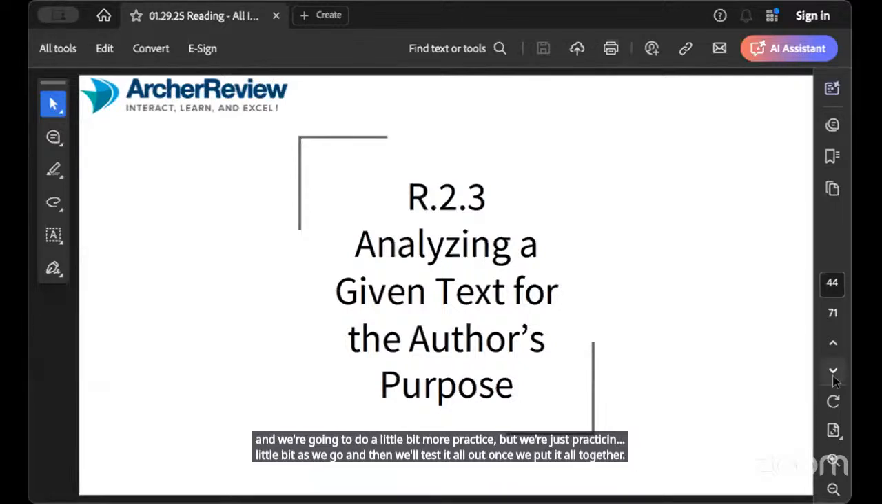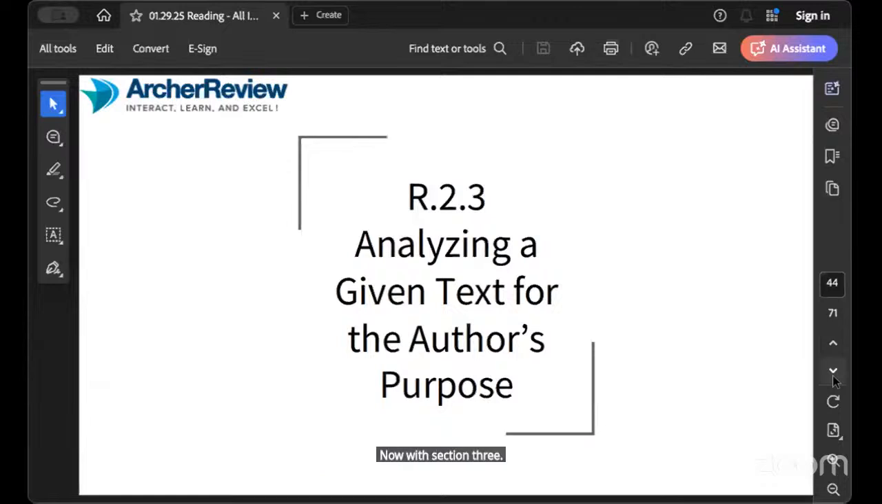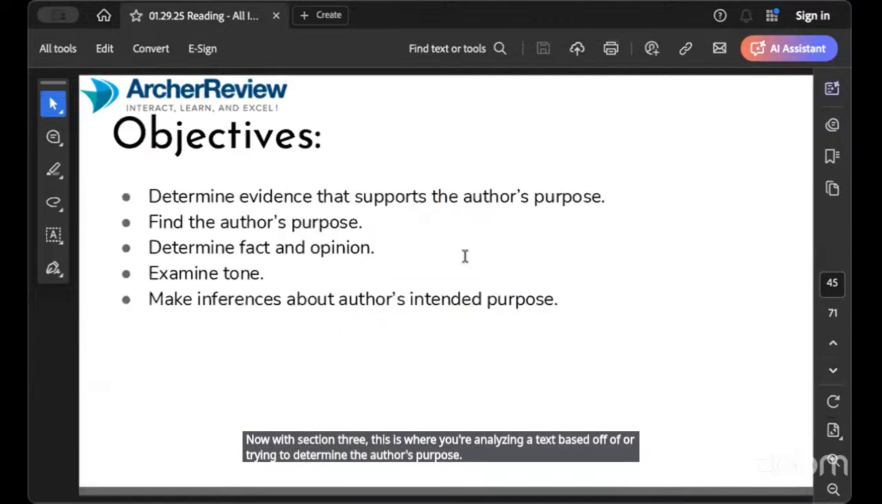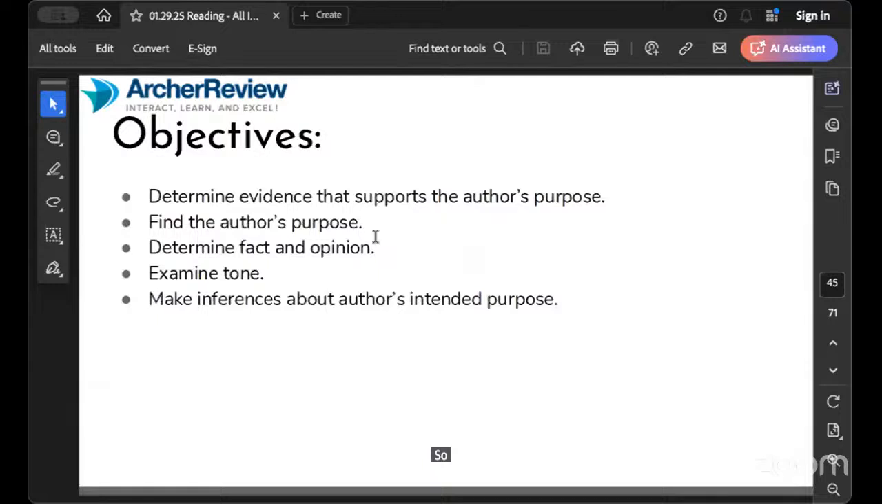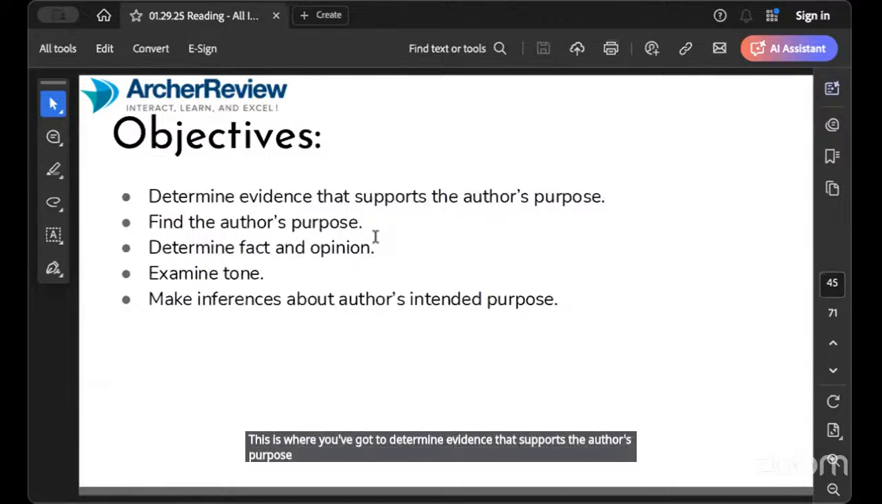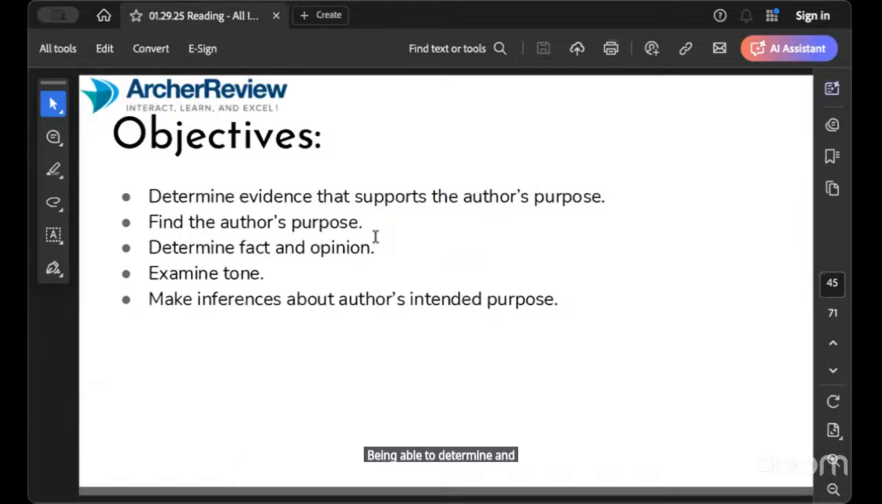Now, with section 3, this is where you're analyzing a text based off of or trying to determine the author's purpose. So, a couple of different things are going to be accomplished in this section. This is where you've got to determine evidence that supports the author's purpose. That's a big one. Being able to determine and find out what the author's purpose is.